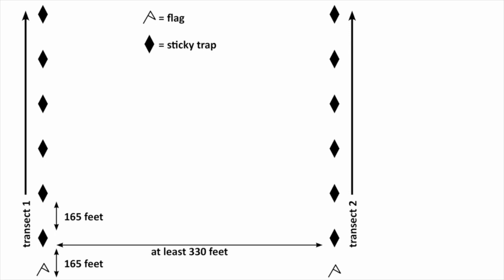So for our trapping network, we're only using 4 traps, but usually a transect would have maybe 6 traps. And then if you wanted to establish a second transect in the field, you would need to make sure that they were approximately 330 feet apart from each other.